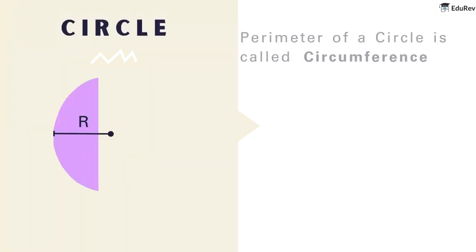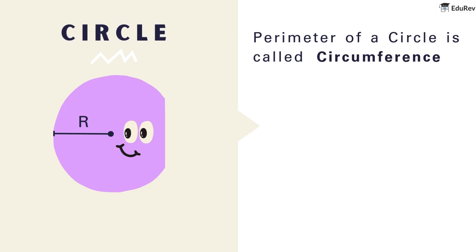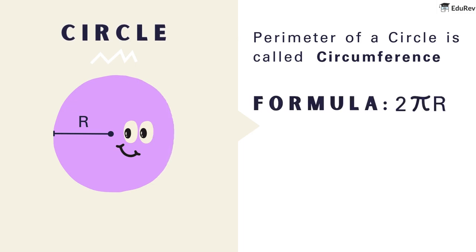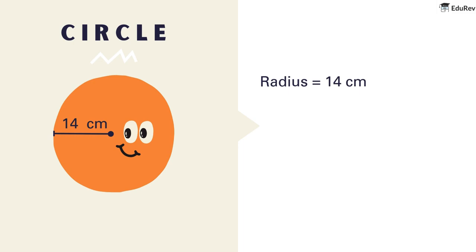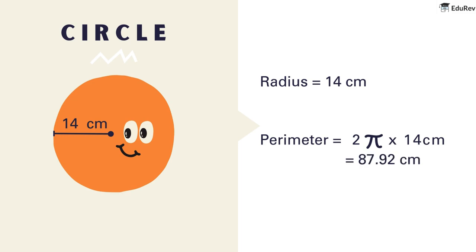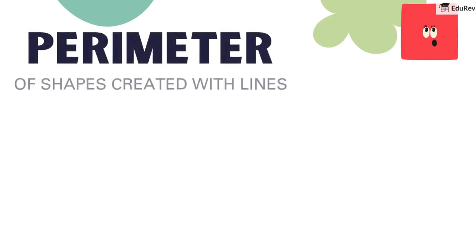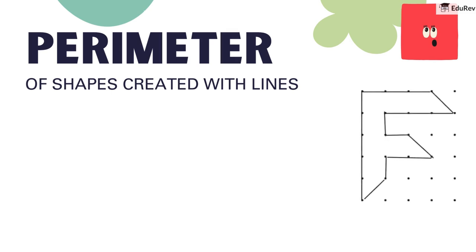For a circle, the perimeter of a circle is called circumference. Its formula is 2 times pi times radius of the circle. For example, a circle with radius of 14 centimeters has a perimeter of 2 times pi times 14, which equals 87.92 centimeters.